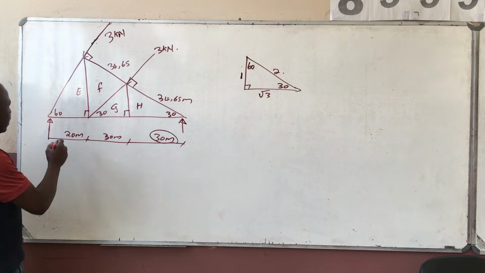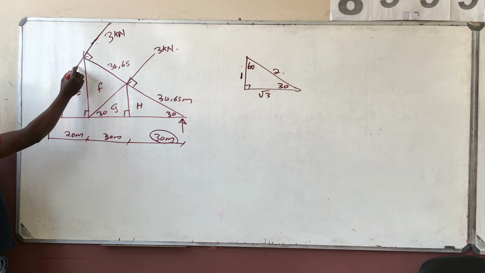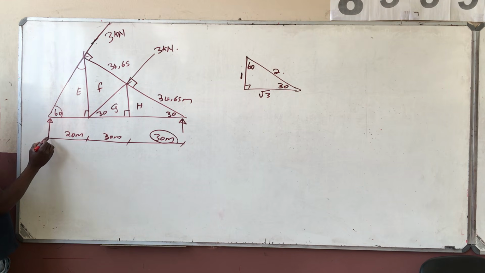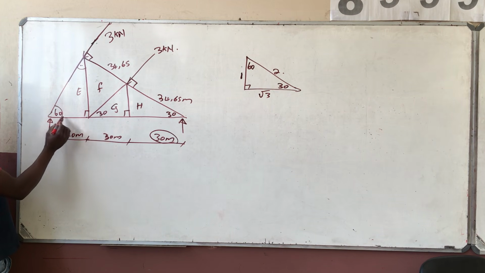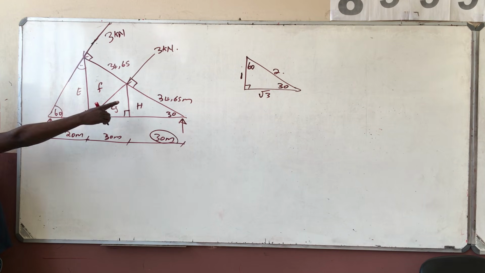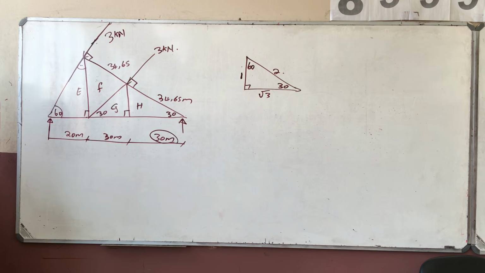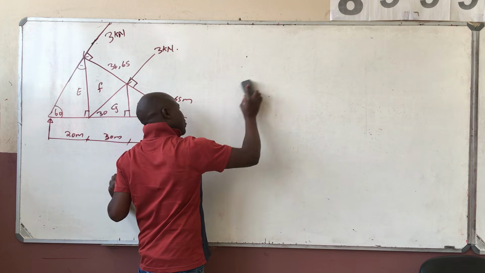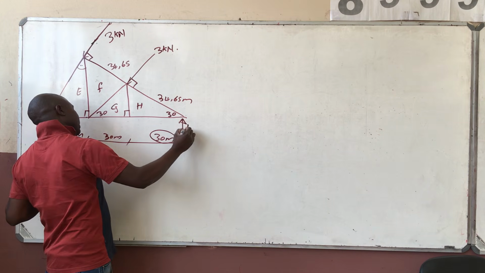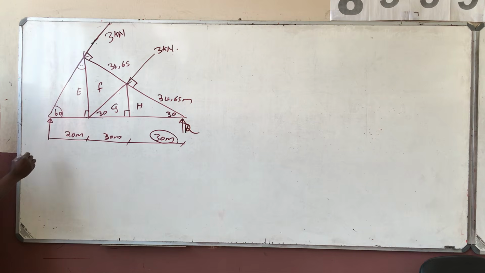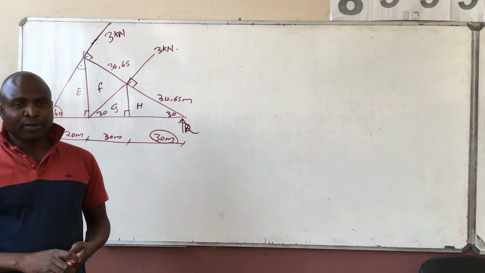For instance, here we are having 60, it means there is 30. So if we were not given from there to there, it means that for the fact that this is 30, here we use 1, and this side we use root 3. But in this case, we are given dimensions. So let us take moments about R. This side is L. We need to calculate the reaction at L, which is simpler.